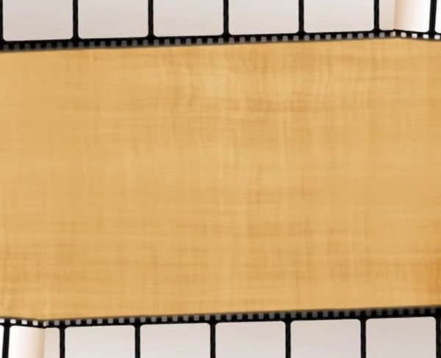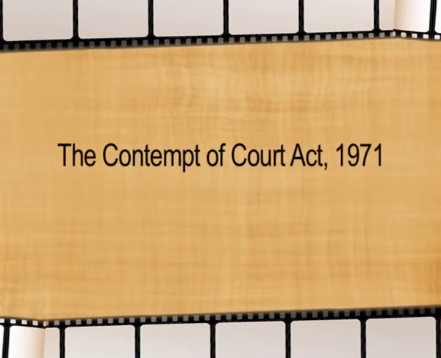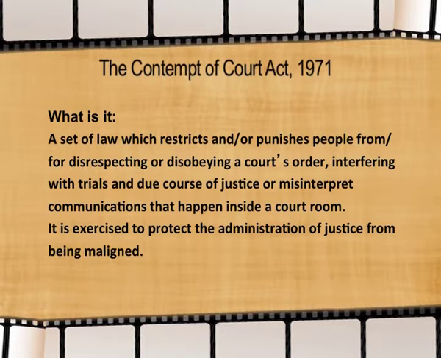With this, we come to the end of the Indian law of defamation, and the second law that we are going to discuss is the Indian law of the contempt of court. What is this law that deals with the contempt of court? It is a set of laws which restricts and or punishes people from disrespecting or disobeying a court's order, interfering with trials and due course of justice, or misinterpreting communication that happens inside a courtroom. It is exercised to protect the administration of justice from being maligned.